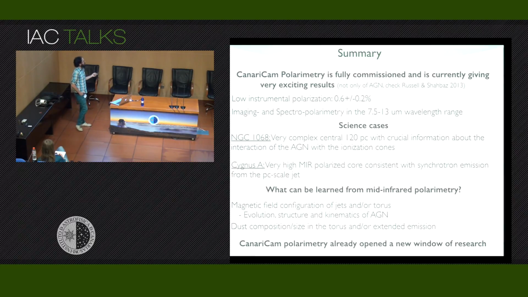So what can be learned from mid-infrared polarimetry? The magnetic configuration of jets and/or torus, which can give us an idea of the evolution, structure, and kinematics of the AGN. Also, because we have the possibility of spectropolarimetry, we can test different composition and size of dust grains and see what the dust composition of the torus and/or extended emission is. So polarimetry is already open, and we have a new window to research here.